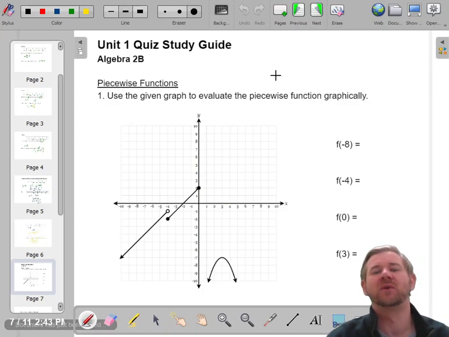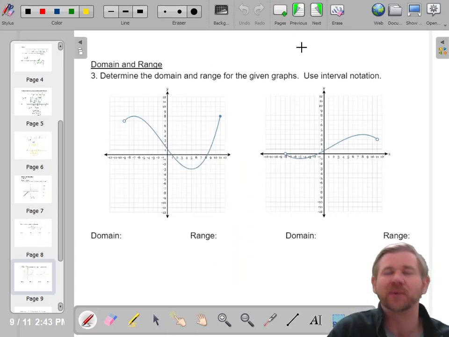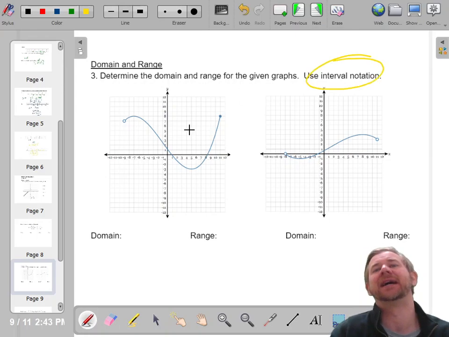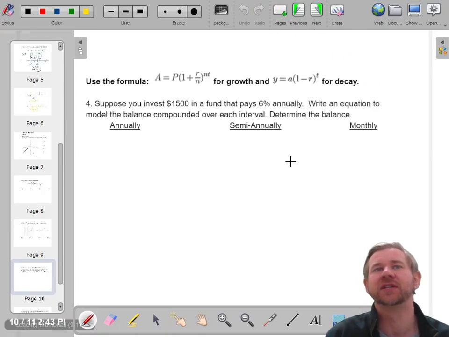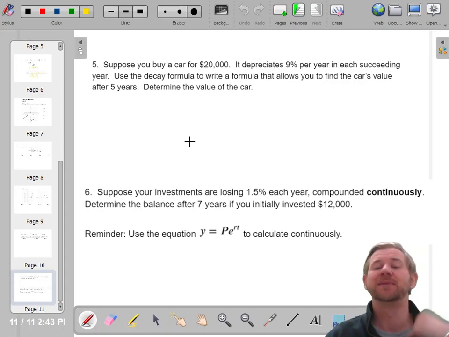Real quick, we'll run through what we've got to do. You've got some piecewise functions you need to be able to evaluate. You need to be able to tell me how to do domain and range and interval notation. And then we've been doing some exponential growth problems. And for the quiz, you need to be able to model. That's what I want to see is, can you create the models?